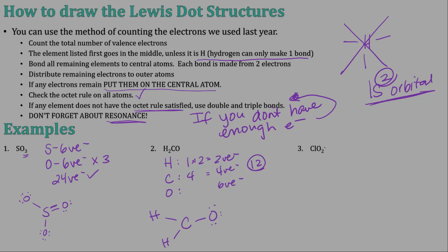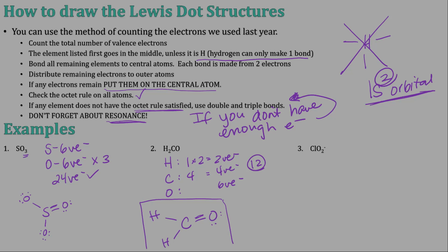Hydrogen, it's good because it can only have 2. That is actually its octet. It wouldn't be an octet though, it would only be a duet, I guess. And this hydrogen at the bottom is good. Oxygen is good, but carbon needs 2 more electrons. It only has 6 around it. So I'm going to take a pair from this oxygen and make a double bond. Now there would be no resonance in this structure, so this would just be it because it can't make a double bond with the hydrogen.